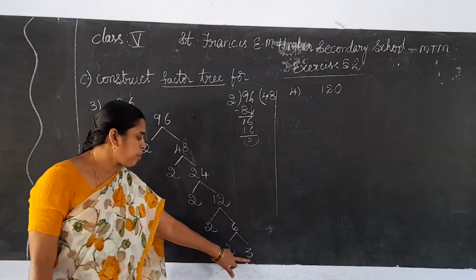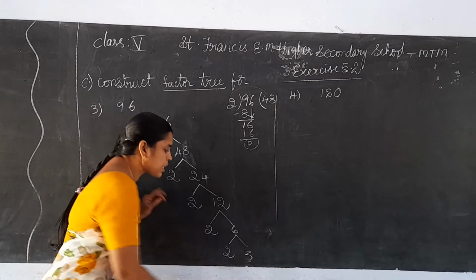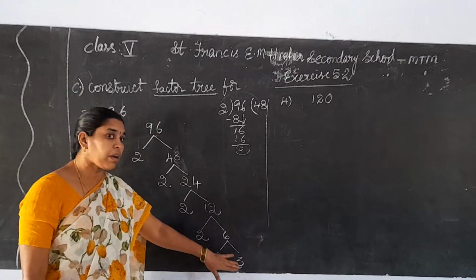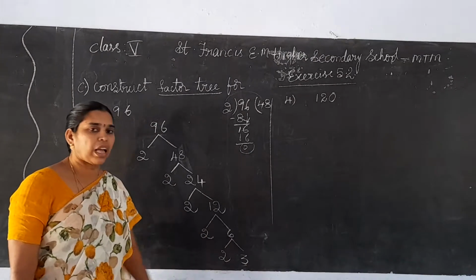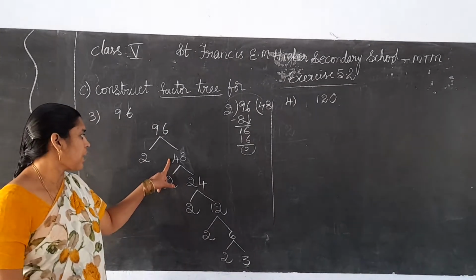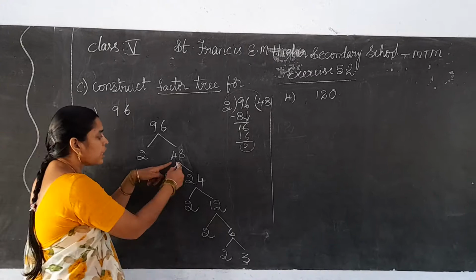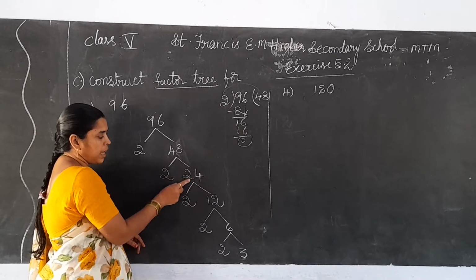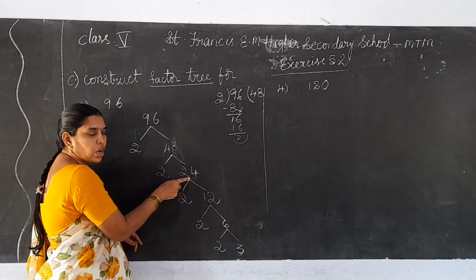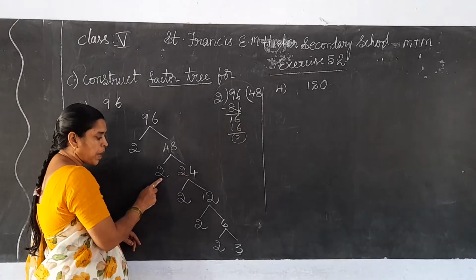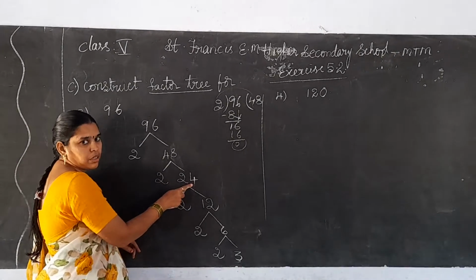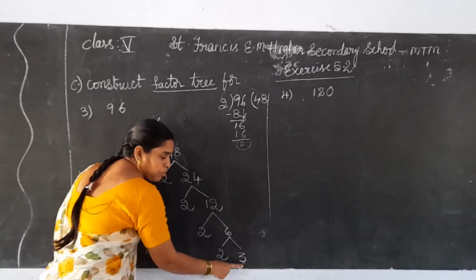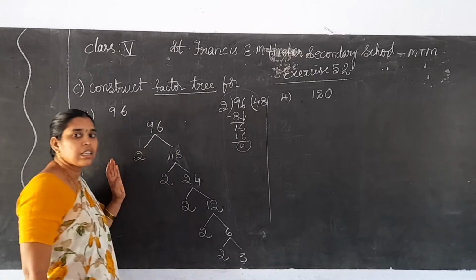Okay. Once both the numbers are prime numbers, the sum is complete. If one is a composite number, again you have to write the branches of that number. This is a composite number. So again here you write the branches of that composite number. Again this is also a composite number. This is a prime number and this is a composite number. Until both are prime numbers, we have to do the sum.